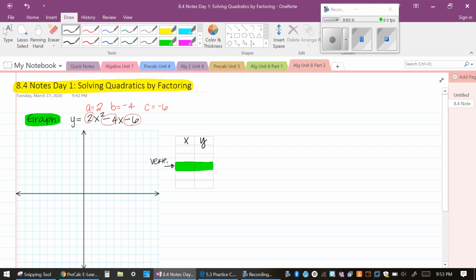Now the vertex, for the x value, we used a formula. We took the opposite of b and divided by 2 times a, and that's from our values of a, b, and c. So if you take the opposite of b, which was -4, you take the opposite of that, you get 4, and divide it by 2 times a, which was 2. 4 divided by 4 is 1. So our first value of our table is 1.